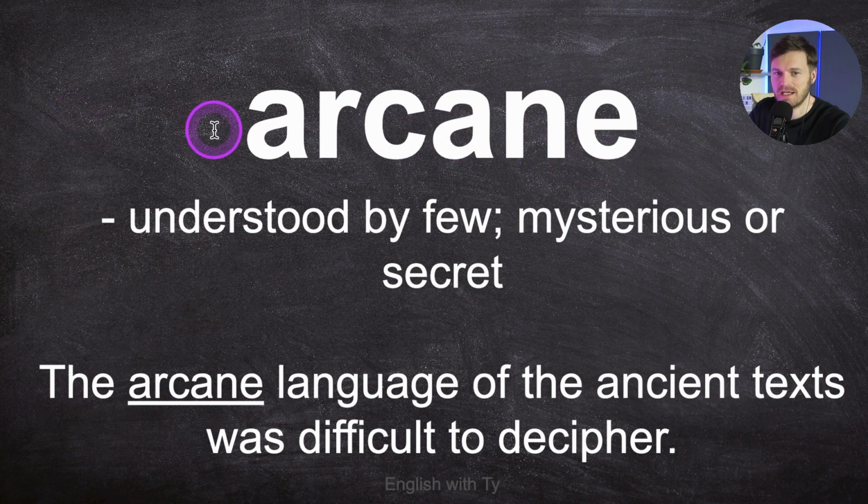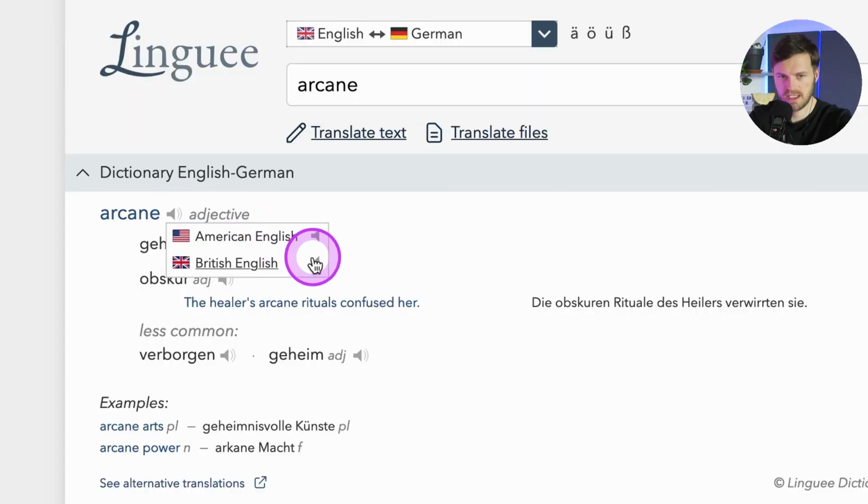A-R-C-A-N-E. Arcane. And that means understood by few, mysterious, or secretive. And let's listen to different ways of saying this word again, first of all. Arcane. And here's the British English version. Arcane. And again, the British version is a little bit longer.